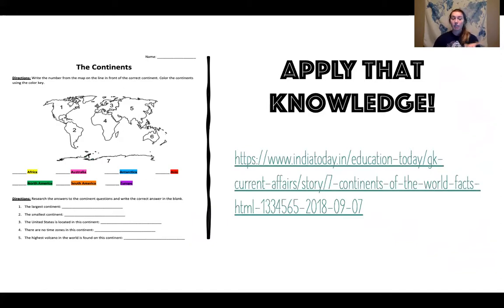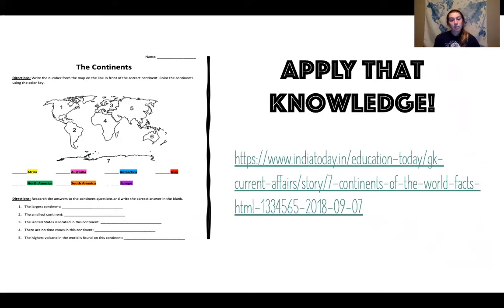For the first half, you are going to match the numbers to the correct continent and then color those numbers based on the color key. So for instance, let's do Africa. Africa is number 4, good. So we're going to write 4 next to Africa and then color it in with our markers in yellow. Then on the bottom half, you're going to have to do a little bit of research.